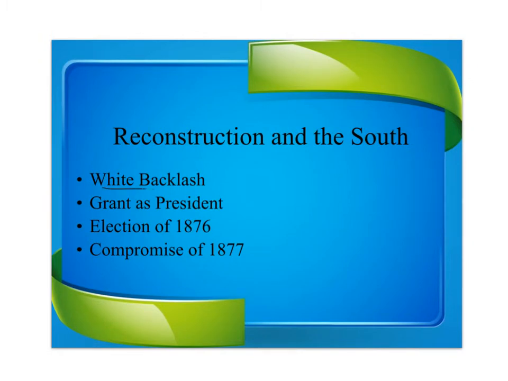White backlash. So in order to check black political power, dissenting Southerners began to form secret terrorist societies. And of course, the most notorious of these societies was the Ku Klux Klan, or the KKK. They formed in 1866 as a social club, and they soon became a vigilante group that was completely dedicated to driving blacks out of politics. And the Klan spread rapidly throughout the South.